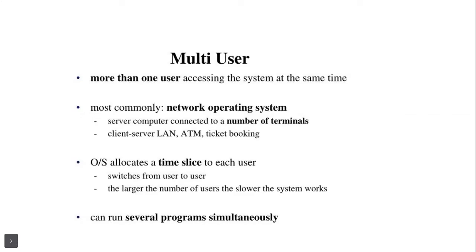And also here, the OS allocates a time slice to each user and switches from user to user. But in the single user, the CPU is fully dedicated to a single user. Here, since it is a multi-user, the OS allocates a time slice to each user. So it switches from user to user, and the larger the number of users, as we know, when we are trying to access the results, the server will be very slow. So it can run several programs simultaneously. So this is the multi-user operating system.